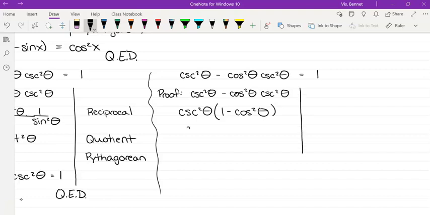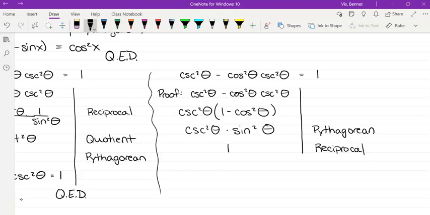Now this, cosecant squared theta, 1 minus cosine squared, that's sine squared theta. Pythagorean property lets me say that, and now I have the product of reciprocals again. Cosecant squared is 1 over sine squared times sine squared, that's just going to make 1. So that's a different way that I could have done this exact same proof.